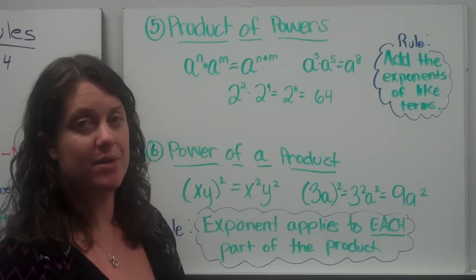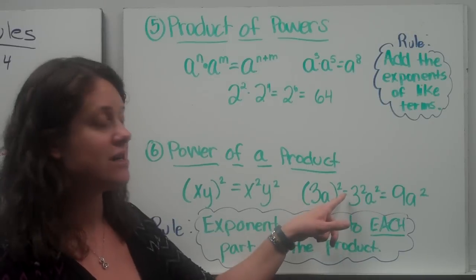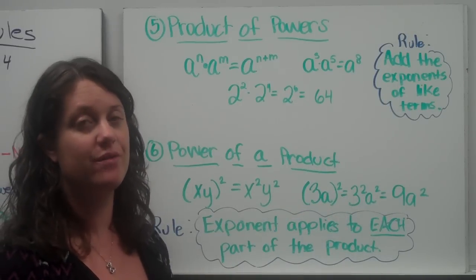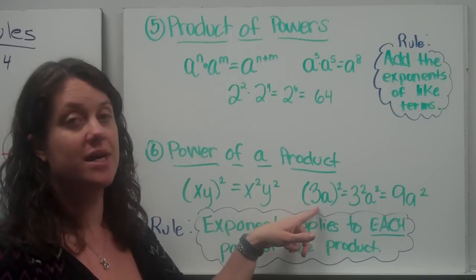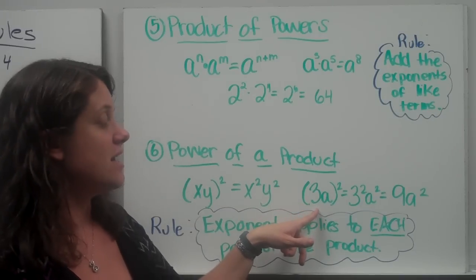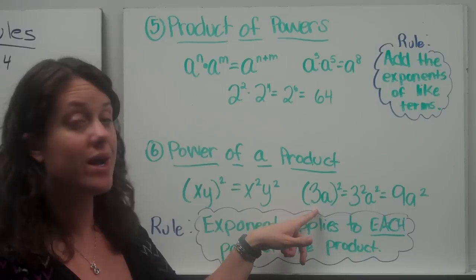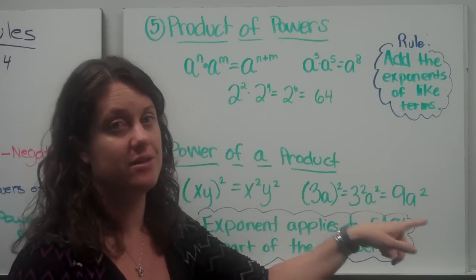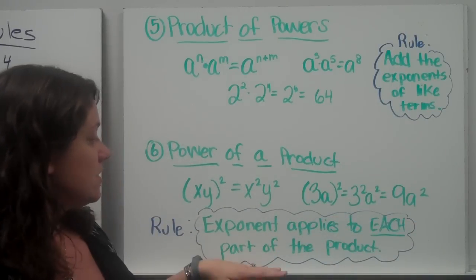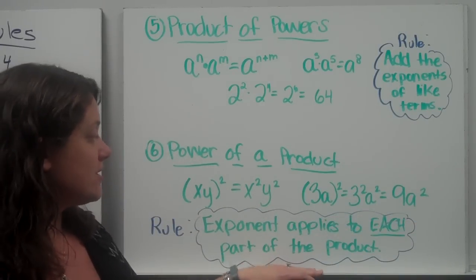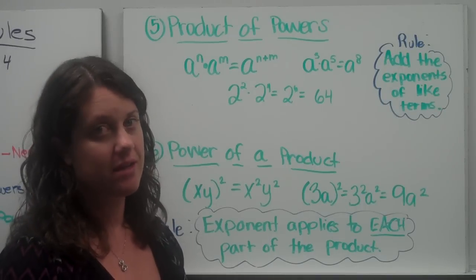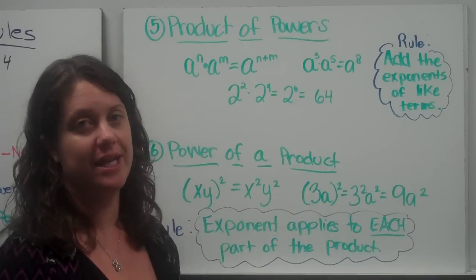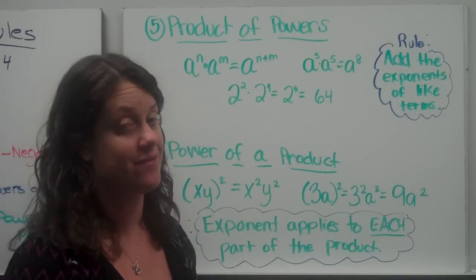This is a very common mistake that students make. They see the 2 out here and they only apply it to the variable, and they forget that it applies also to the coefficient. And they would give me an answer of 3a squared rather than 9a squared. So don't forget that. So again, the rule is that the exponent applies to each part of the product, not just whatever's closest to it. It has to apply to everything inside of there.